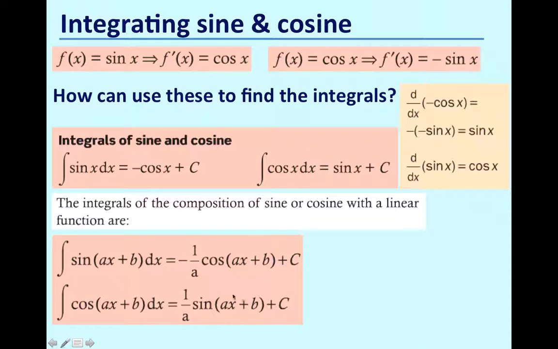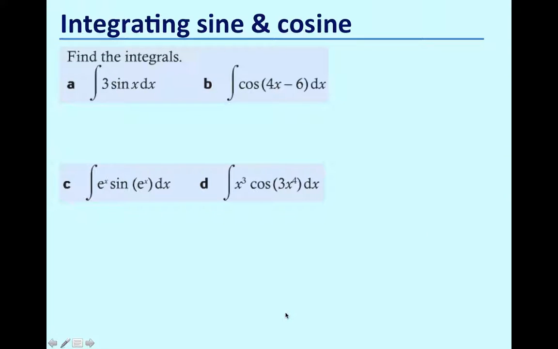So if we just differentiated this function, we would end up with a cos ax plus b. But that's not what we want, so we would need to divide through by a in order that we just end up with cos ax plus b. So our final integral would be 1 over a sine ax plus b plus some constant value c.